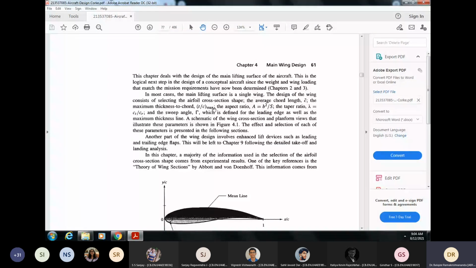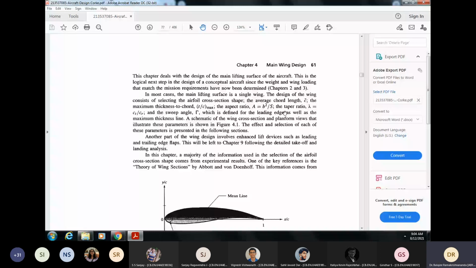Aspect ratio is b squared by S. b is the full span of the wing. If it is semi-span, it is 4b squared by S, but we assume that b is the full span, the complete span, tip to tip. If the fuselage comes in between, then also it is tip to tip. Taper ratio lambda is Ct by Cr.